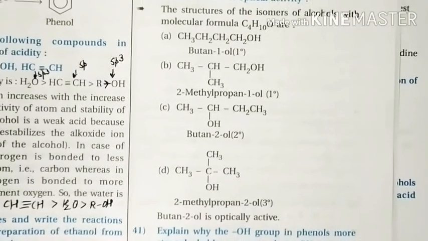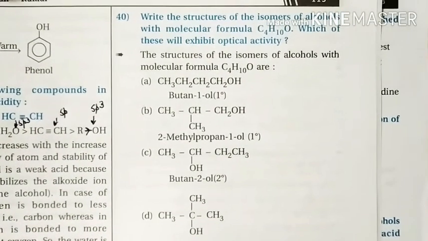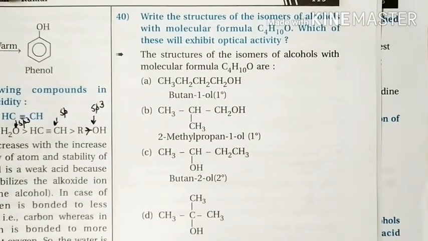Next one, question number 40. What they ask: write the structures of the isomers of alcohols with molecular formula C4H10O. Which of these will exhibit optical activity?